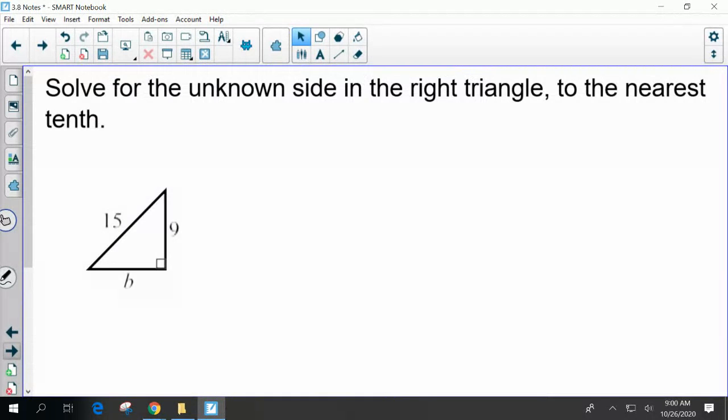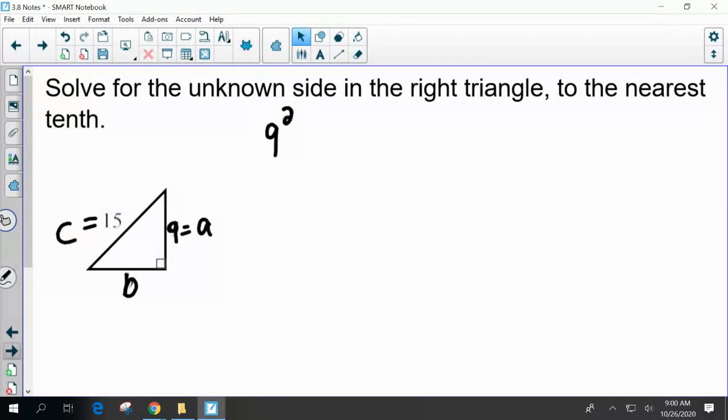Okay, so for this triangle, we are finding an unknown side. So this time we're given C. So this 15 would be C. We're missing B, so that means 9 has to be A. So we're going to plug in what we know.